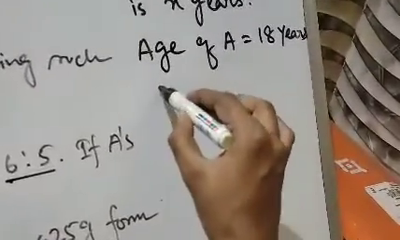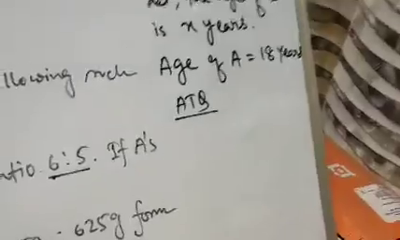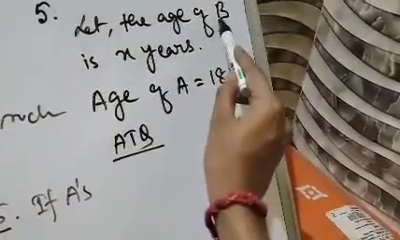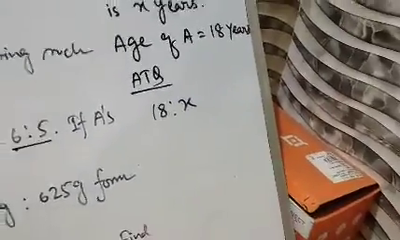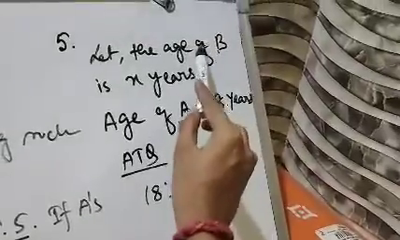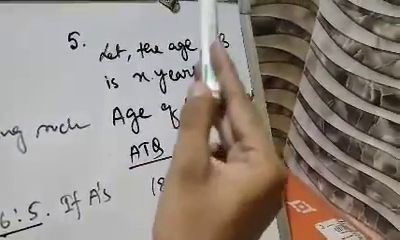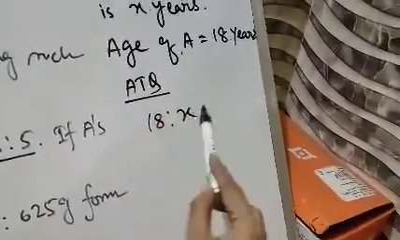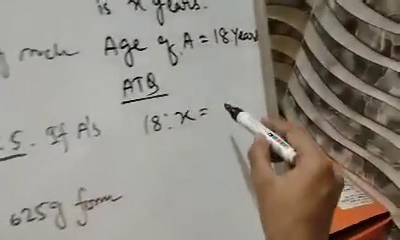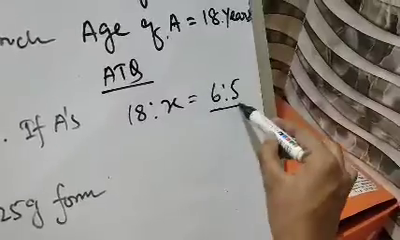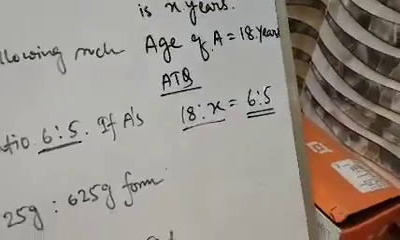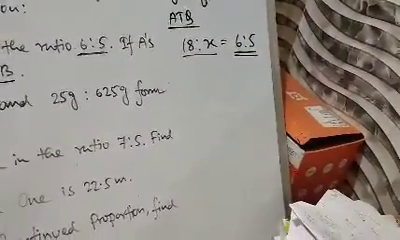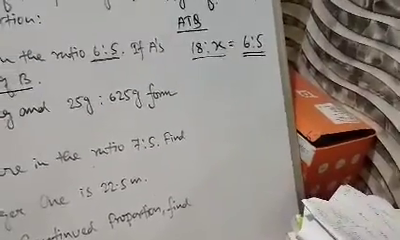Clear? Now according to the question we can write that the ratio of ages of A and B is 18 is to x, because age of A is 18 years and age of B is x years. The age ratio of A and B is already given in the question, that is 6 is to 5. This is also the age ratio of A and B, so both of them will be equal. So we can equate them: 18 is to x will be equal to 6 is to 5.